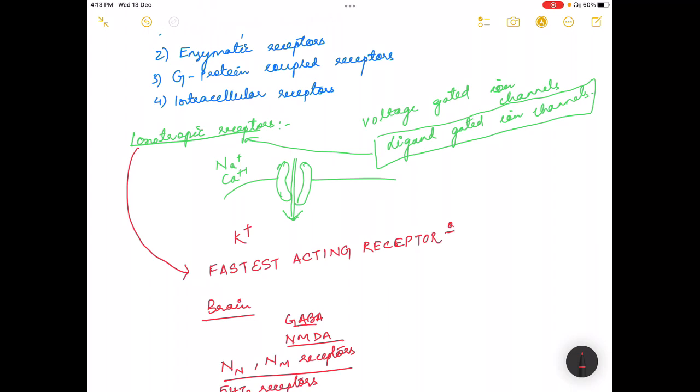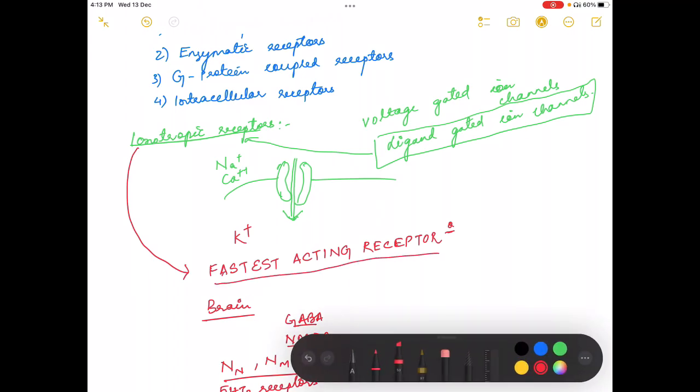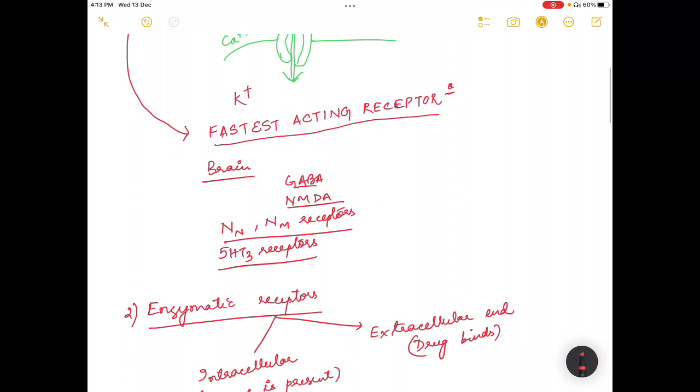Sodium and calcium have a higher concentration outside the cell, therefore they cross to the inside of the cell. And when the potassium channels are activated, potassium, which has a higher concentration inside the cell, comes to the outside of the cell. These ionotropic receptors are the fastest acting receptors. Next, examples of the ionotropic receptors: NM receptors, 5-HT3 receptor, GABA receptors, NMDA receptors.